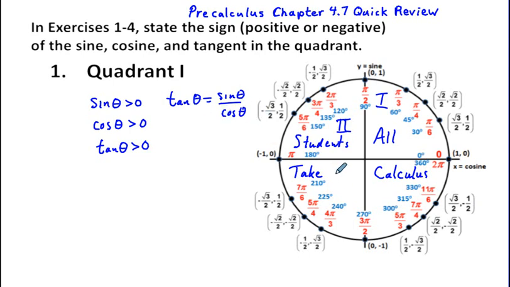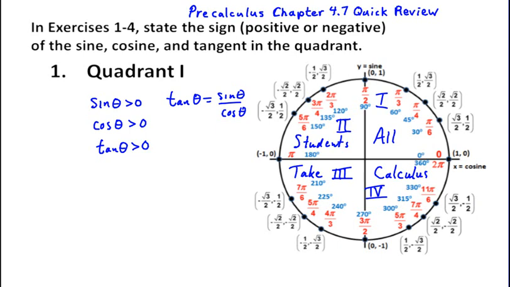If both sine and cosine are positive, tangent has to be positive as well. In the third quadrant, the lower left quadrant of the unit circle, only tangent is positive, but cosine and sine are both negative. And finally, in quadrant 4, cosine is positive, but sine and tangent are negative.